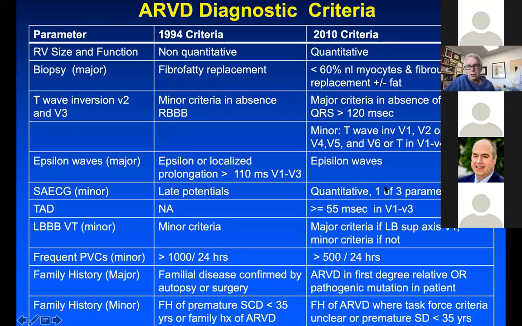Signal average EKG is still part of the diagnostic criteria, but we never do signal average EKGs anymore. We found them to be very insensitive and nonspecific and of basically no value. TAD, terminal activation delay, is the time from the tip of the S wave back to baseline. That sort of replaced the signal average EKG. The cutoff is 55 milliseconds as a minor criterion. Left bundle superior axis VT is a major criterion. If it's left bundle inferior axis, it's a minor criterion. More than 500 PVCs, and then some family history and genetic result criteria.